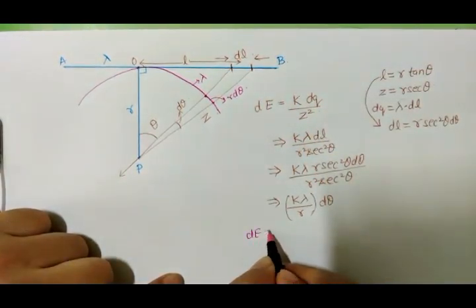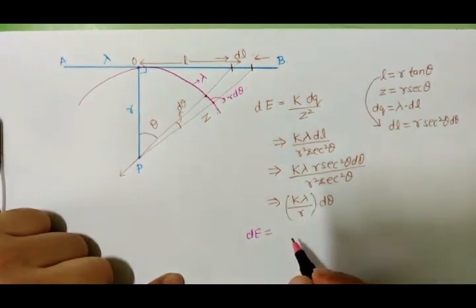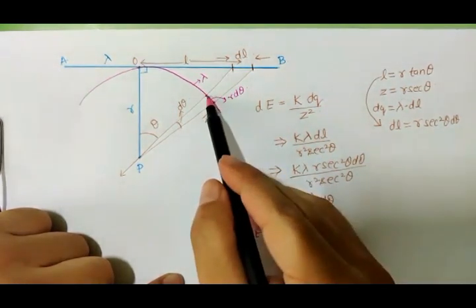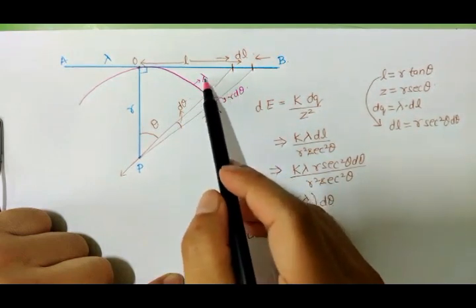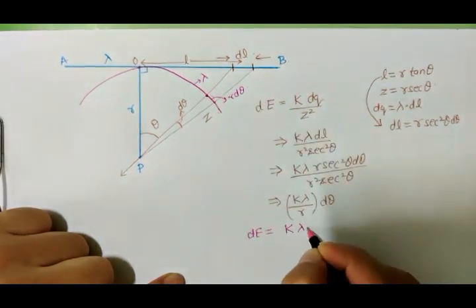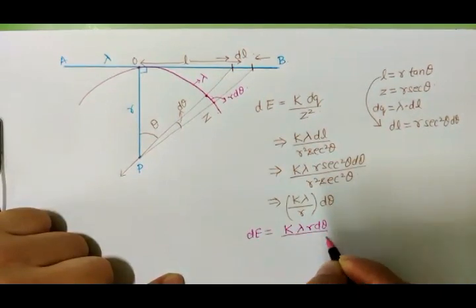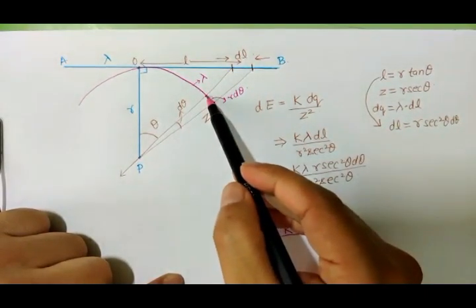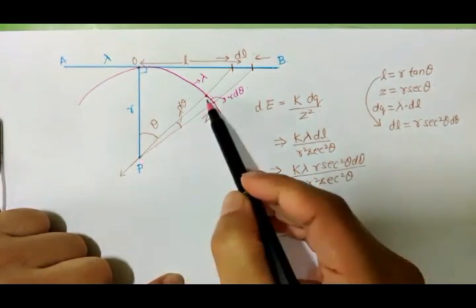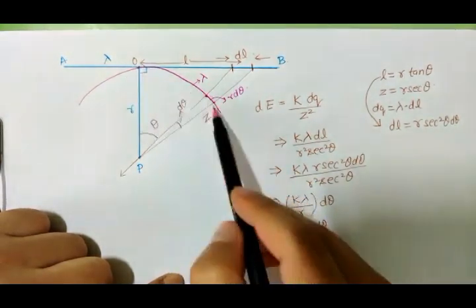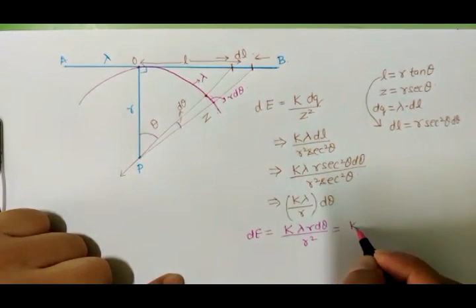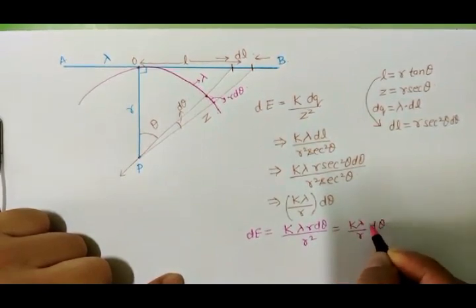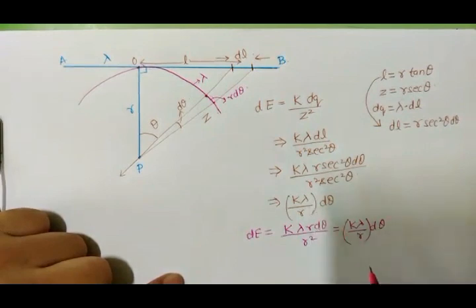Now electric field due to this circular section will be equal to, again we will apply Coulomb's law, K dq. Here the charge on this section will be equal to lambda r d theta. And I have to divide it by the distance squared. So the distance will be from this section to this point P. That distance is obviously r because it is a circular arc of radius r. Simplifying this, you will get k lambda by r times d theta. As you can see, you are getting the same result.